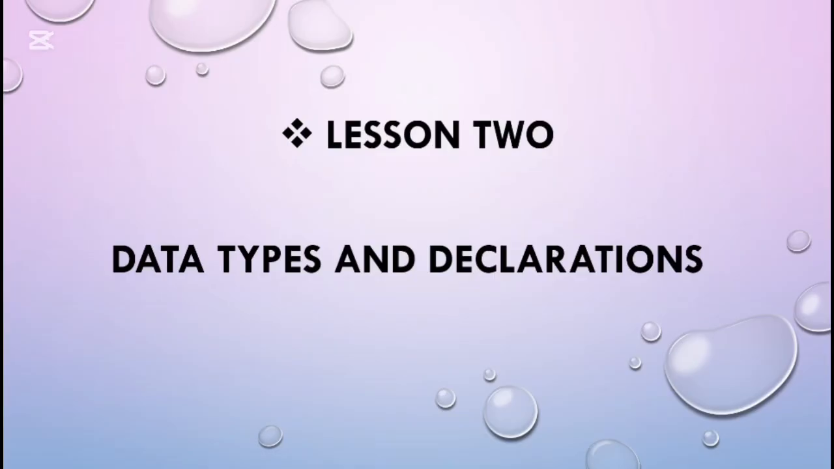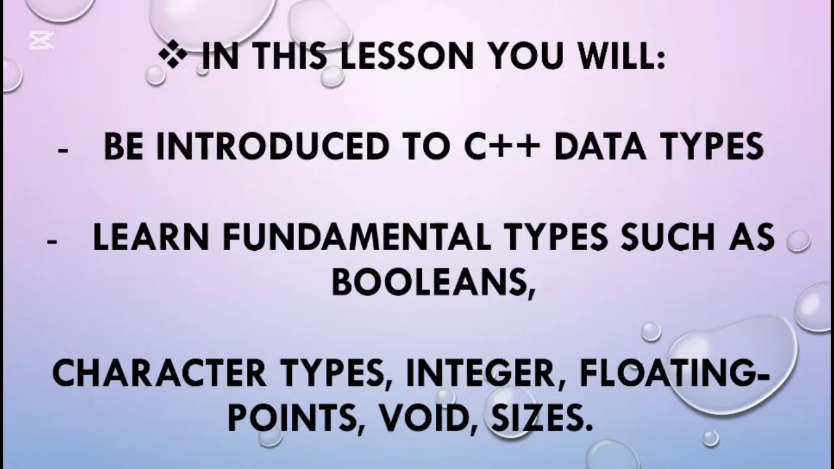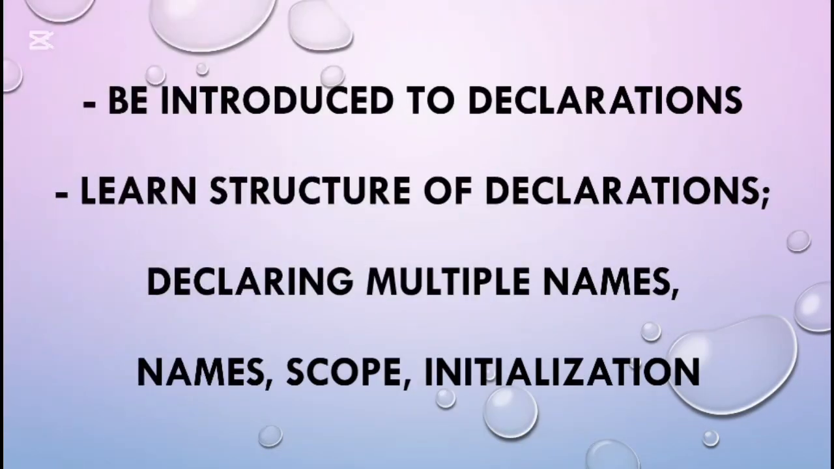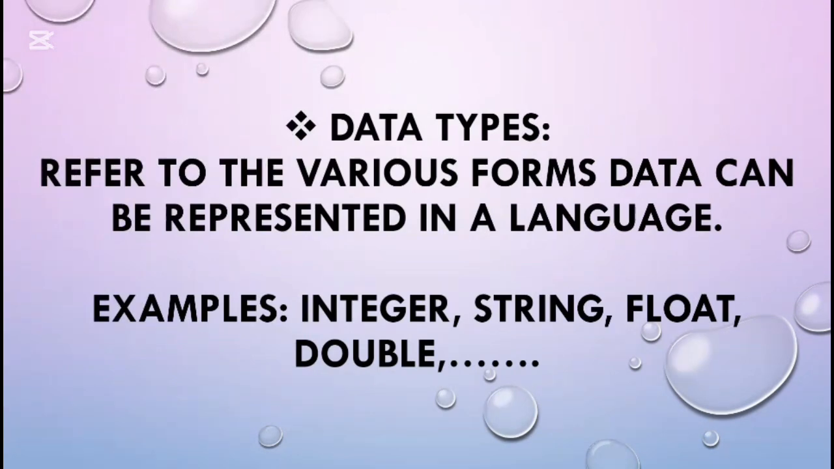So today we are going to be doing lesson 2, data types and declarations. Earlier on, we spoke about the introduction to what C++ is about. Now we introduce the data types within C++, the fundamental types such as the boolean, the character, and the integer. We'll also be introduced to declarations. We'll learn the structure of declarations. We'll learn how to declare multiple names, and name scopes.